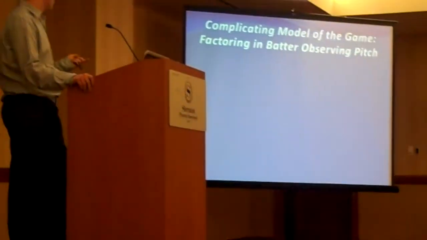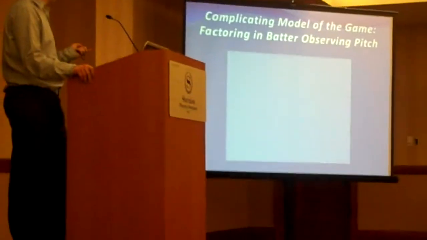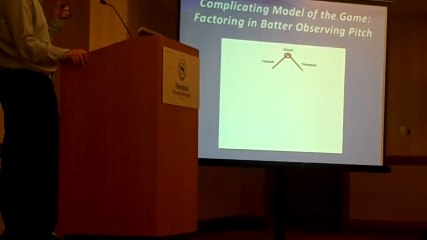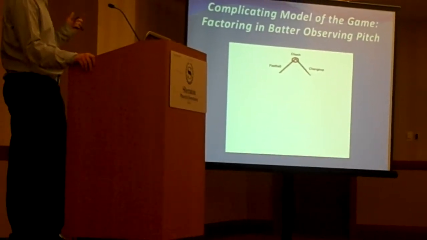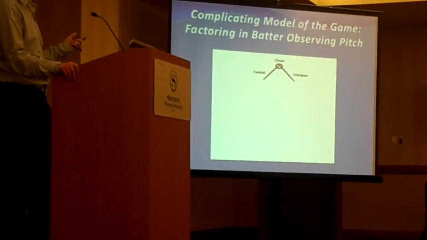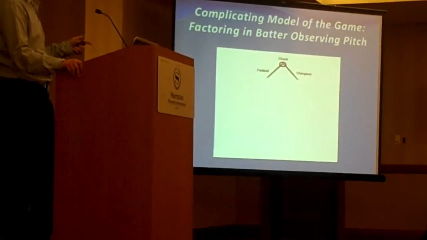So we're going to do this in a game tree. A game tree is going to look like this. We're going to have a 3-2 count again. We're going to have the pitcher deciding whether to throw a fastball in the strike zone or a changeup out of the strike zone.